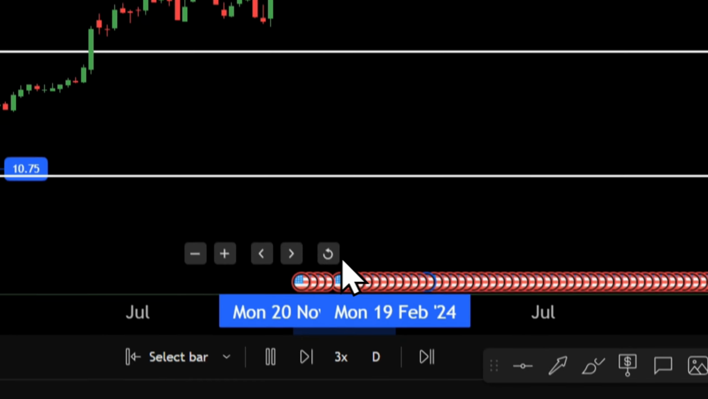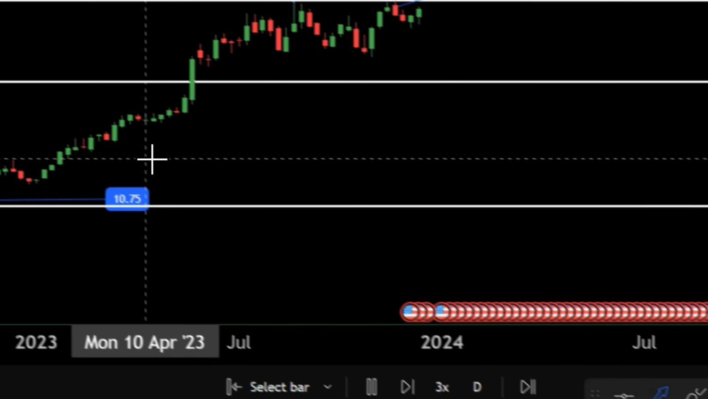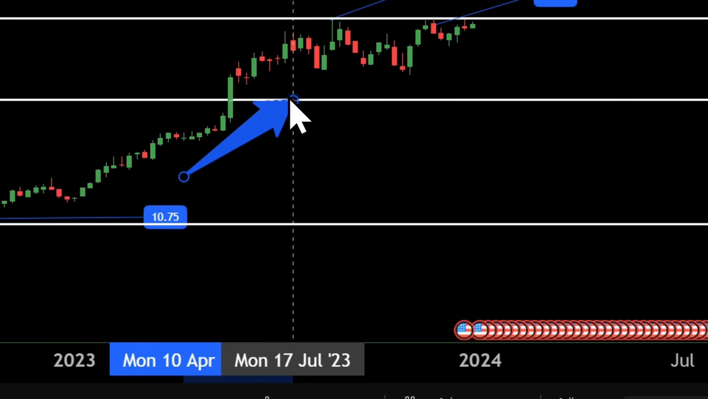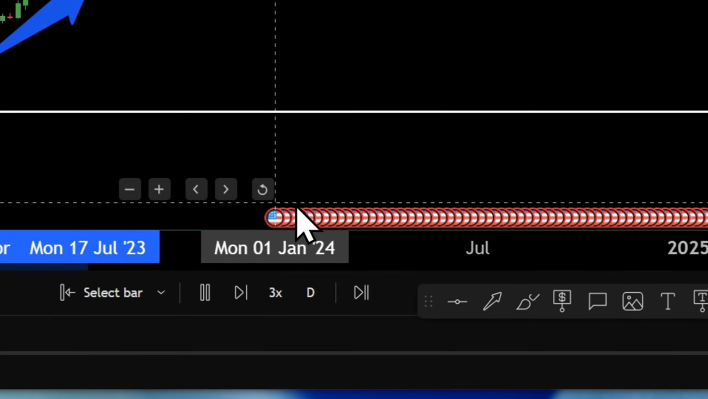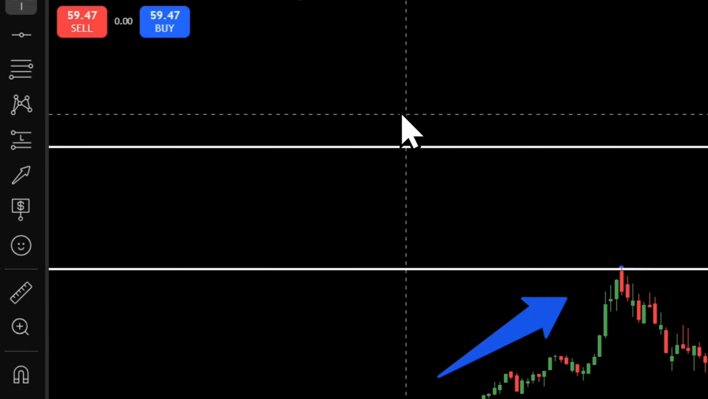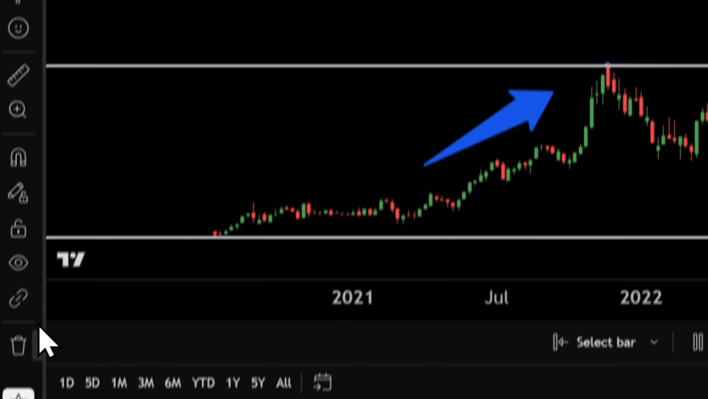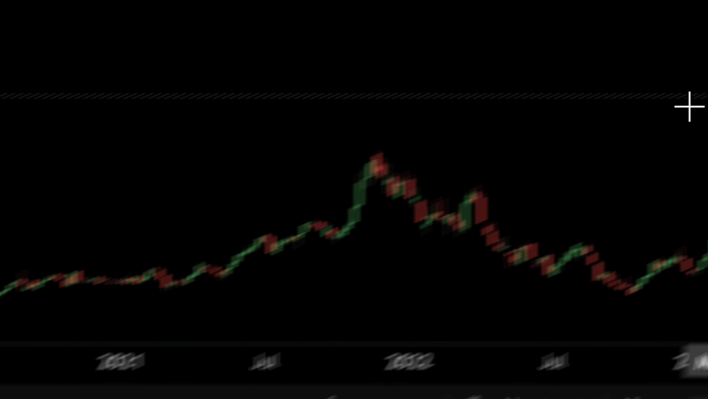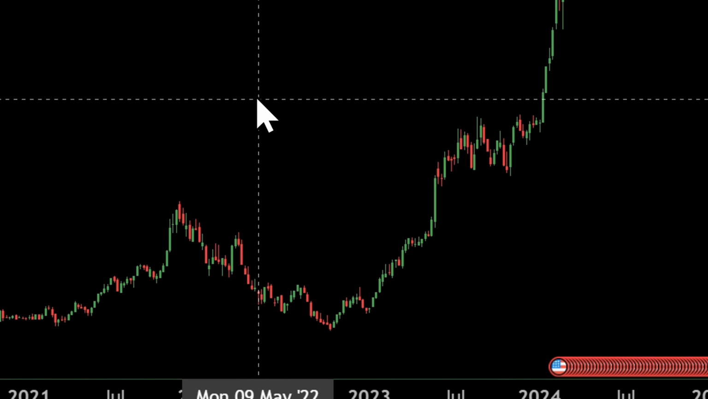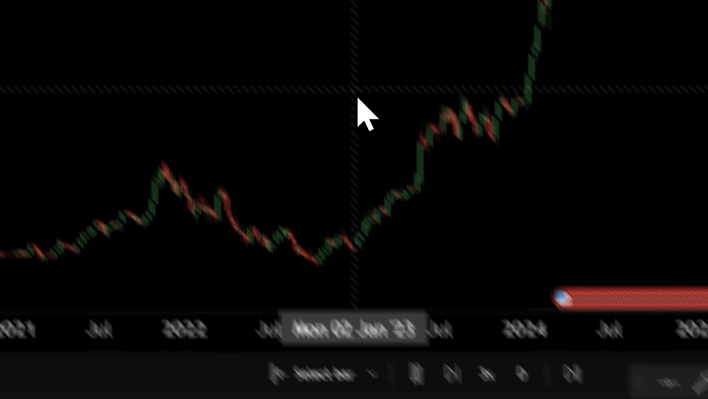The problem is that two traders can often draw completely different Fibonacci retracements on the same chart. And that's where the Auto Fibonacci retracement tool becomes useful. Instead of manually choosing the swing points, the indicator automatically detects them and updates itself as market structure changes. That makes it especially helpful for beginners who are still learning how to identify important price swings.